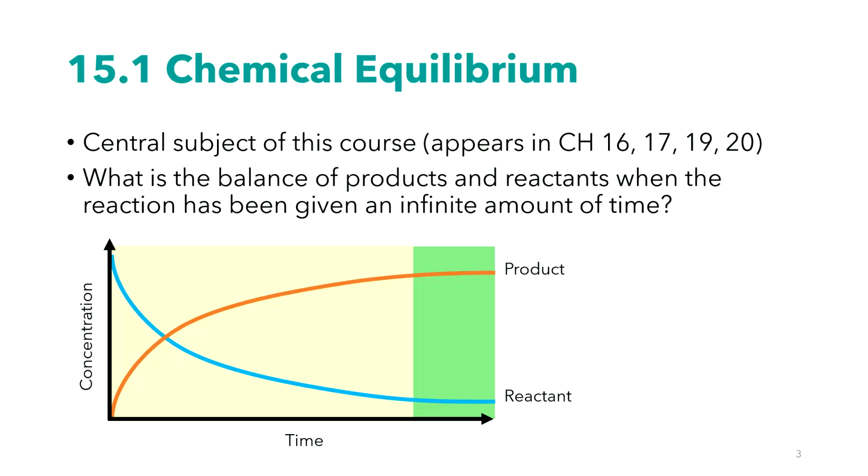Basically said all this already. But here's the question we're asking ourselves with equilibrium. If we give the reaction an infinite amount of time to find the perfect balance of reactants and products, what is that balance? That's the question we're asking ourselves. What's the balance?